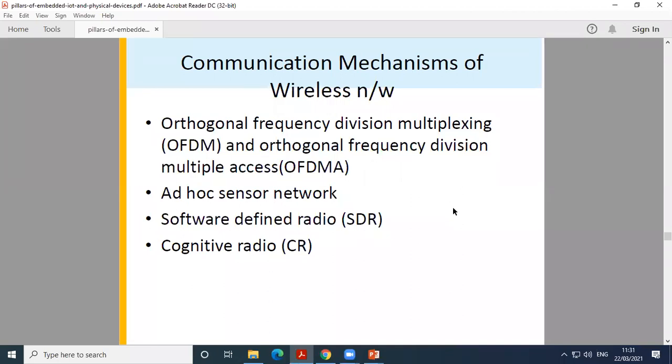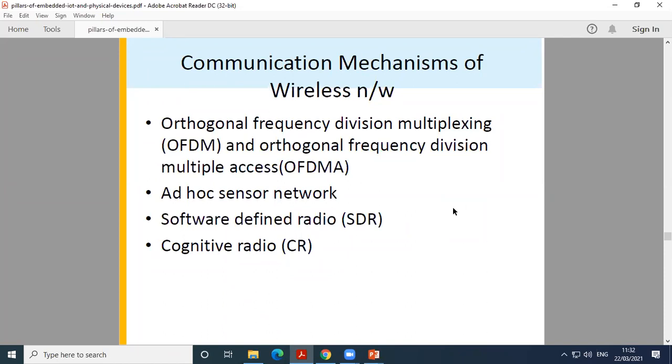The third one is cognitive radio, that is CR. It is an intelligent form of wireless communication where the transceiver, that is transmit and receive radio, detects the spectrum or communication channel that is in use and communicates this with the other nodes in the system. So when new communication is required, the occupied channel is not disturbed, and a vacant channel is provided for the communication. So this is all about the communication mechanisms of the wireless network.